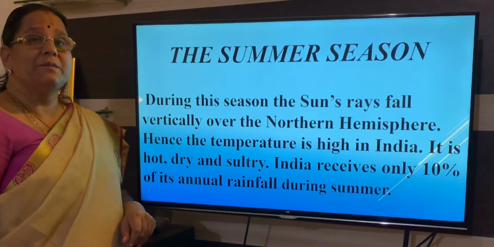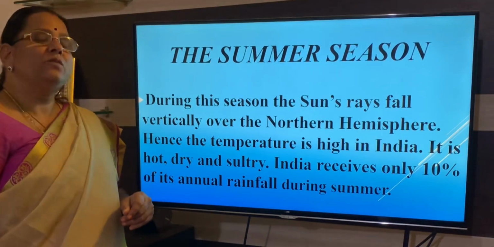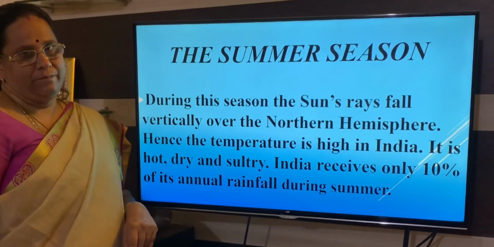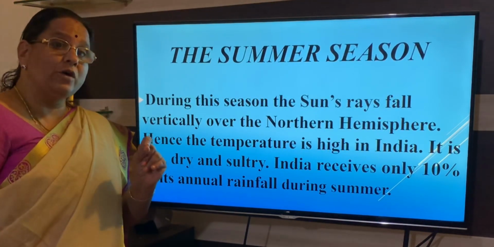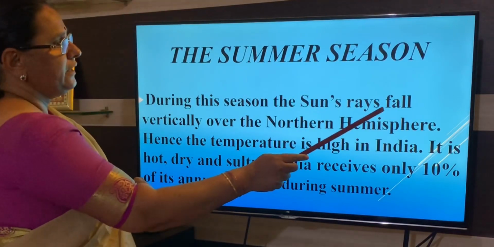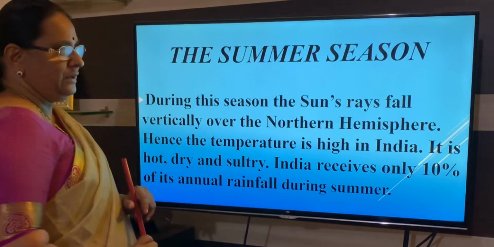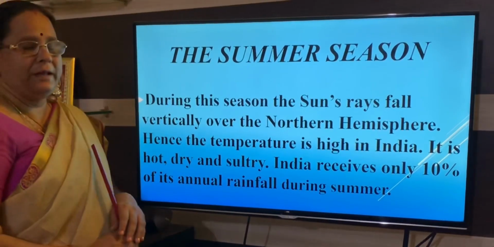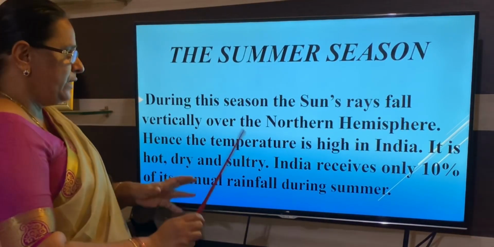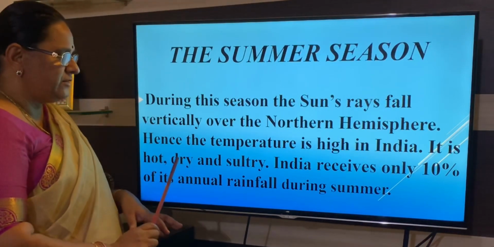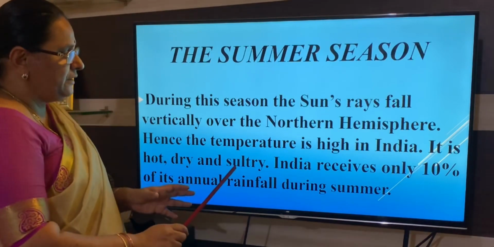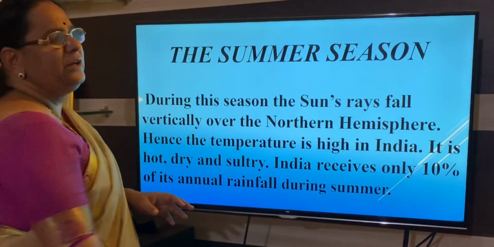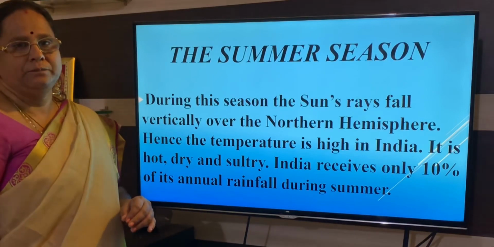The next we will learn about the summer season. So in this season what will happen? The sun rays will fall vertically over the northern hemisphere. As you know, India is located in the northern hemisphere. So due to that, India will receive direct sunlight and the temperature will be very high. At the same time, you can see it is hot, dry and sultry. Sultry is nothing but hot and humid. And during this season, we receive only 10% of rainfall.